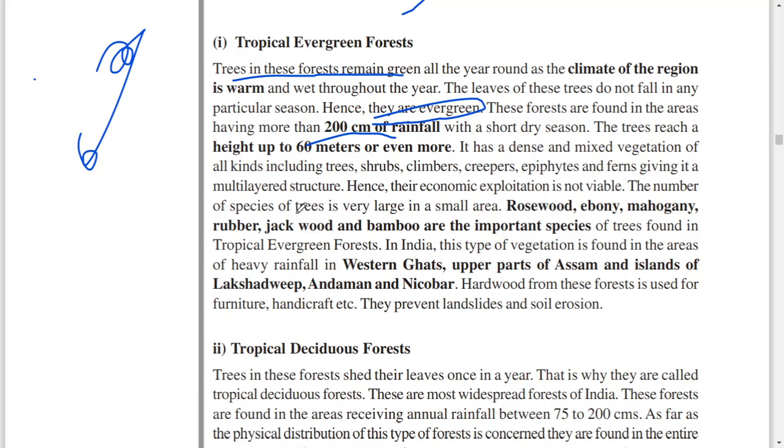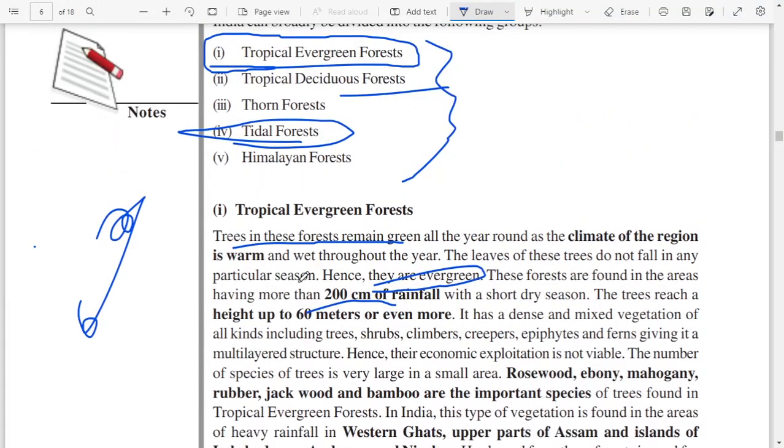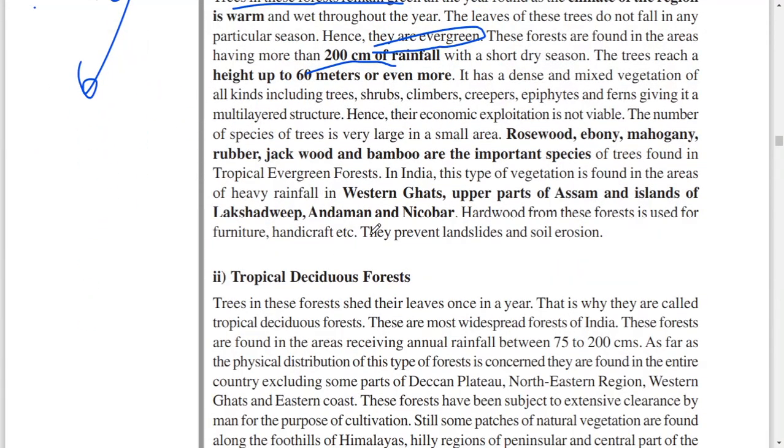The number of species of trees is very large in a small area. Trees like rosewood, ebony, mahogany, rubber, jackwood and bamboo are the important species in tropical evergreen forests. In India, this type of vegetation is found in the areas where heavy rainfall occurs: in Western Ghats, upper parts of Assam and islands of Lakshadweep and Andaman Nicobar. Hardwood from these forests is used for furniture, handicraft, and they prevent landslides and soil erosion.